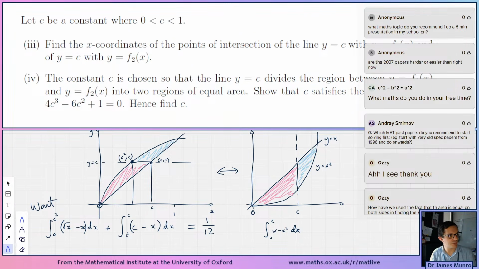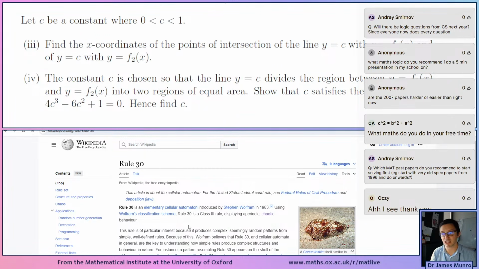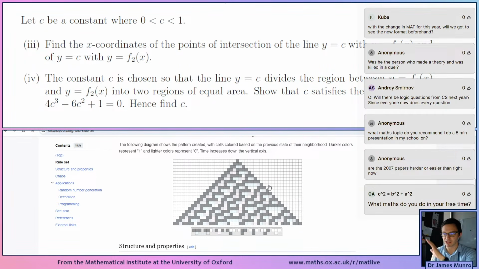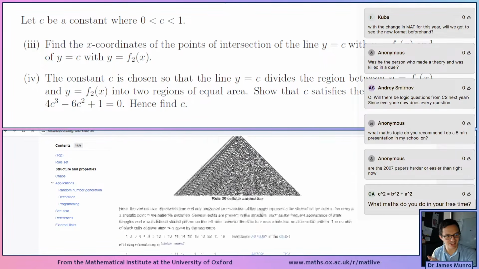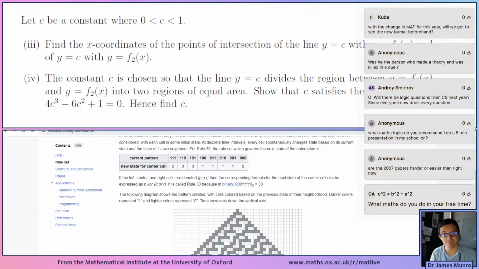Maths topic, do you recommend I do a 5-minute presentation in my school on cellular automata? One of them in particular, let me look it up for you. It's this one. I'll put the Wikipedia page on screen for you now. So rule 30 is a really simple cellular automata, so you can explain it really quickly. You can explain how it works. The Wikipedia page is lovely, and it's got this beautiful output that's just extraordinarily complicated and does lots of interesting things. 5-minute presentation, I think you should talk to them about rule 30.